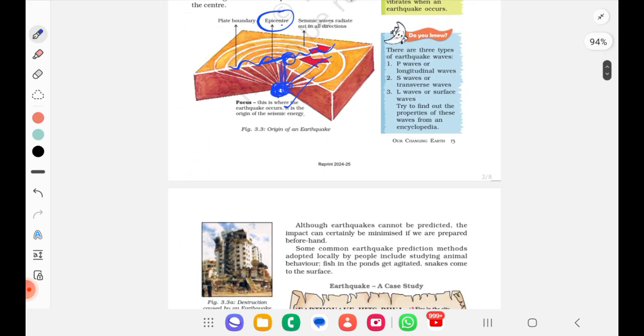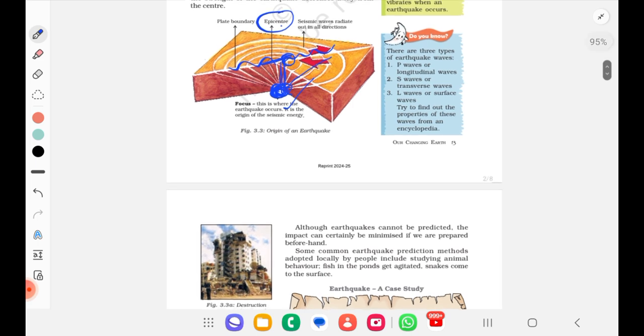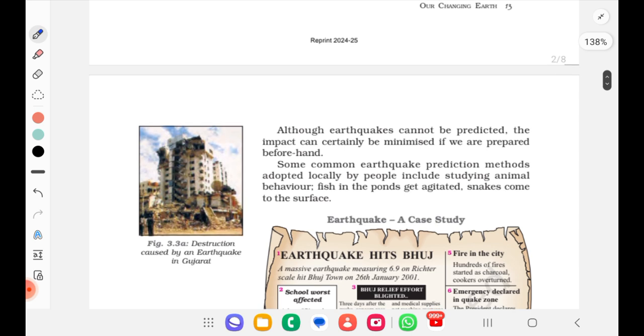So we understood now, if it is a volcanic eruption outside the earth, it is a volcano. If it is a vibration inside the earth and then causing destruction on the earth, it is an earthquake. Both of these are sudden events. Although earthquakes cannot be predicted, the impact can certainly be minimized if we are prepared beforehand. So it can't be predicted accurately, but yes, we can take measures to minimize the effects beforehand. Some common earthquake prediction methods adopted logically by people include studying animal behavior.